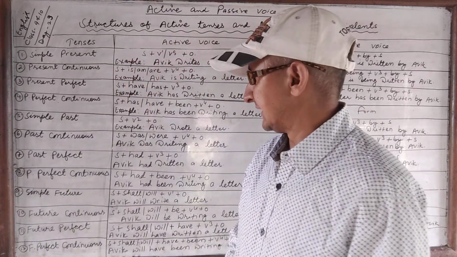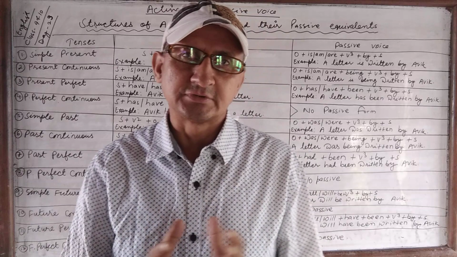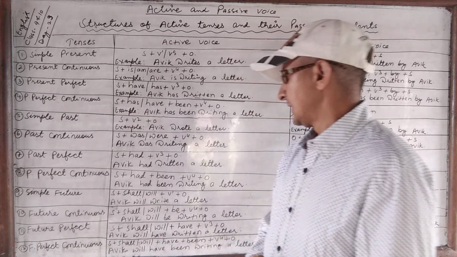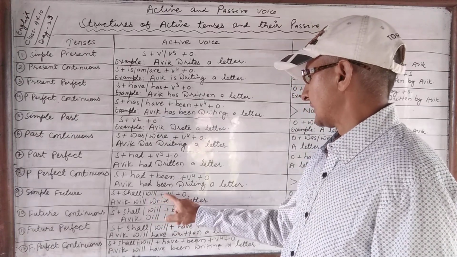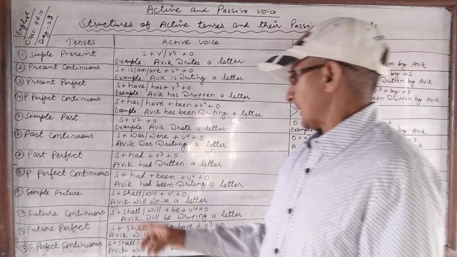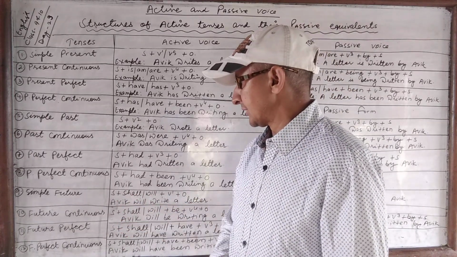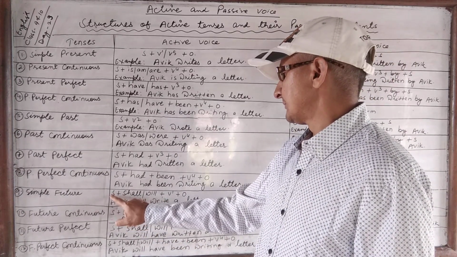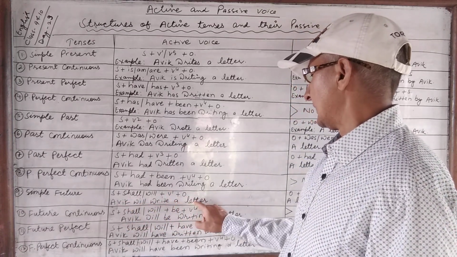First, simple future tense. We are discussing future tense, not present tense. The structure of simple future tense is subject plus shall or will plus V1 plus object. Now an example of simple future tense: Abhik will write a letter. Abhik is the subject, and we have used will with Abhik, and write is V1, a letter is the object.